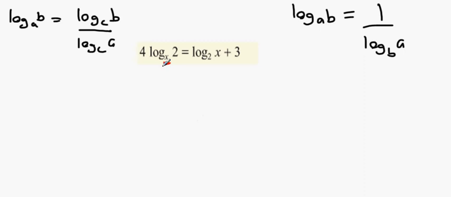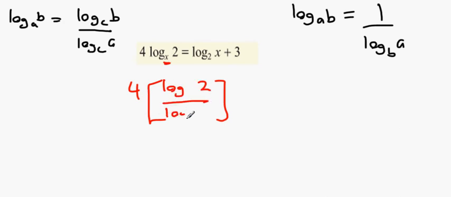So what we're going to do is use the formula for this. We're going to do 4 times, and in brackets we're going to change this base. We're going to do log 2 divided by log x, and we're going to pick a new base. Okay, and the new base we're going to pick is 2. Log 2 to the base 2 is 1. So we're going to end up with 4 times 1 over log 2 to the base x.